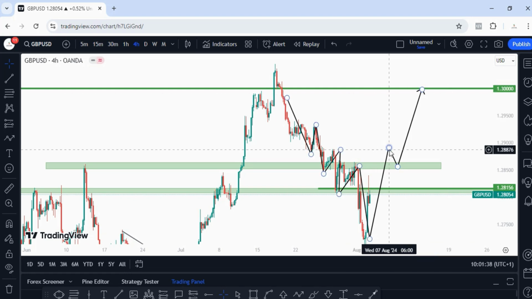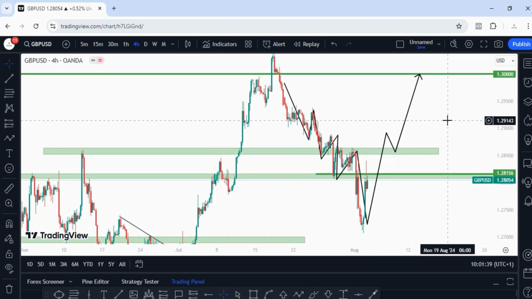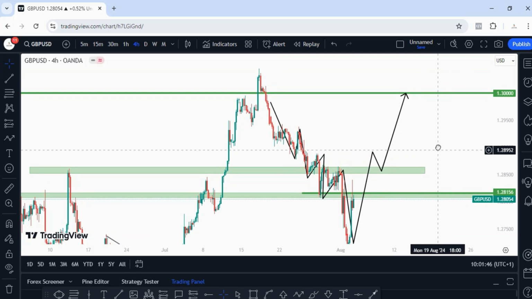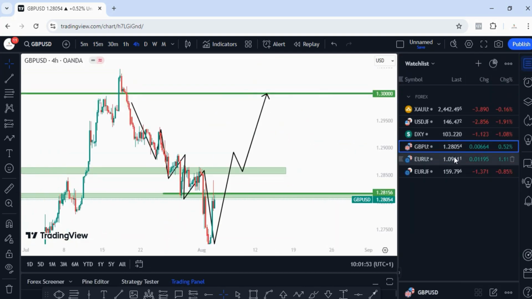All right. So I'd like to see a new higher high created here, a pullback, then an impulsive move to the upside into 1.30000 and all of that. All right. So that is that on GBPUSD.